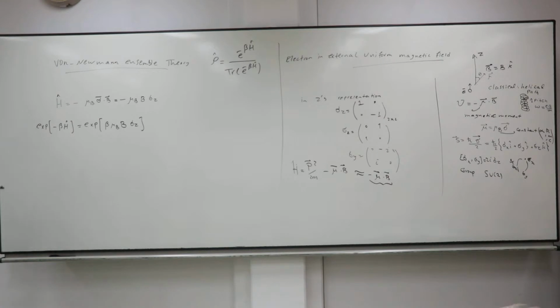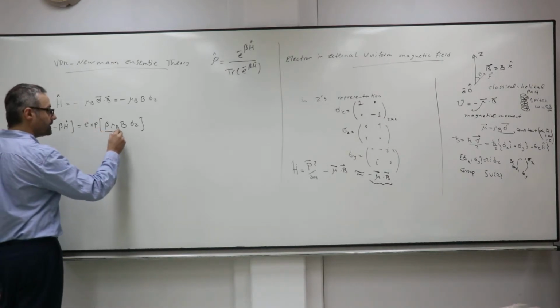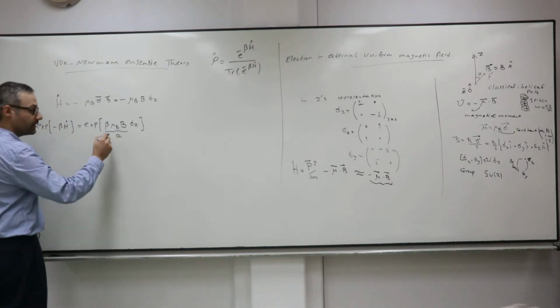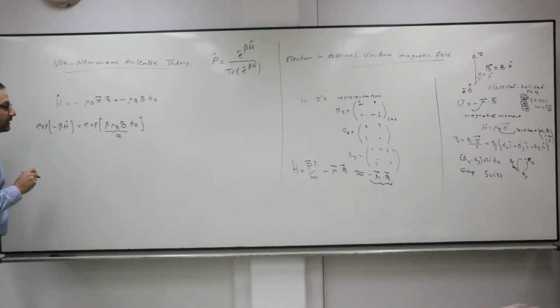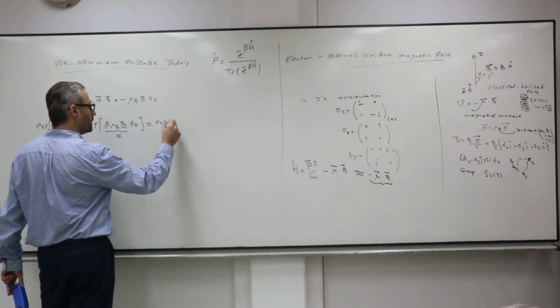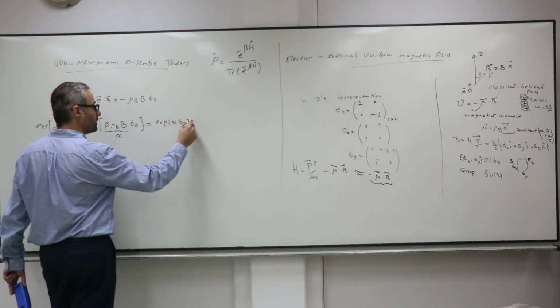So you see that what appears here is just a constant. We can call it alpha or anything. So your challenge is to write the expression of the exponential of alpha sigma z, the matrix. What is that expression of the exponential alpha sigma z?